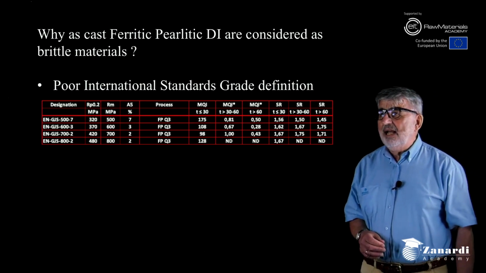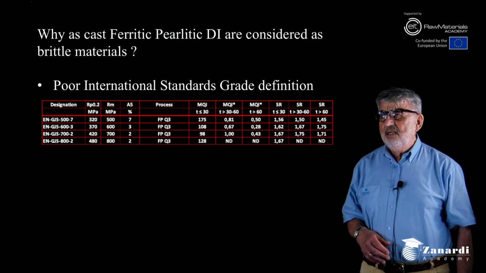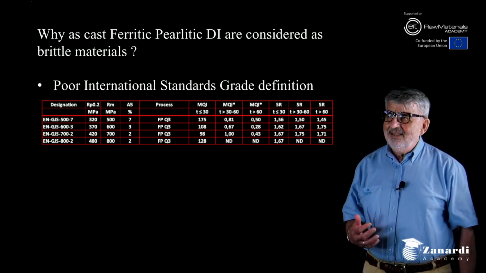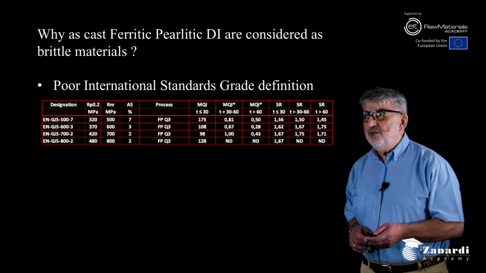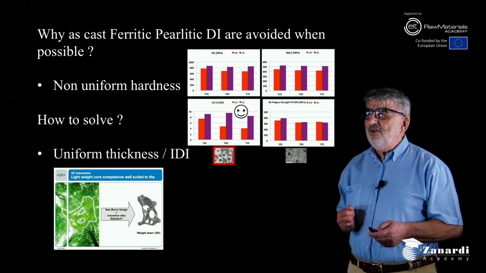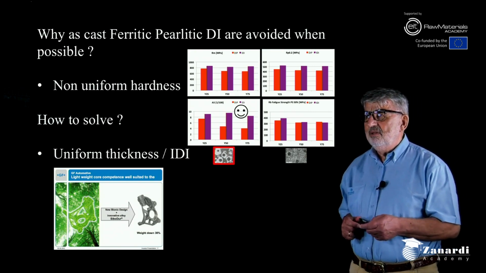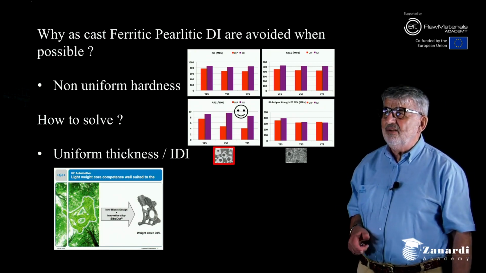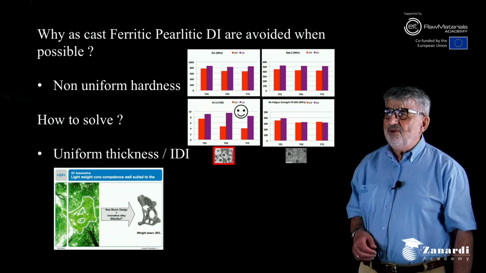But it's not the common practice for many foundries, with controlled hardness casting design. For this, we are losing a lot of opportunities. Why are as-cast ferritic-pearlitic ductile irons avoided by designers when possible? Not only for the reason of the poor elongation that is written in the definition, because sometimes it could also be acceptable for the casting functionality.